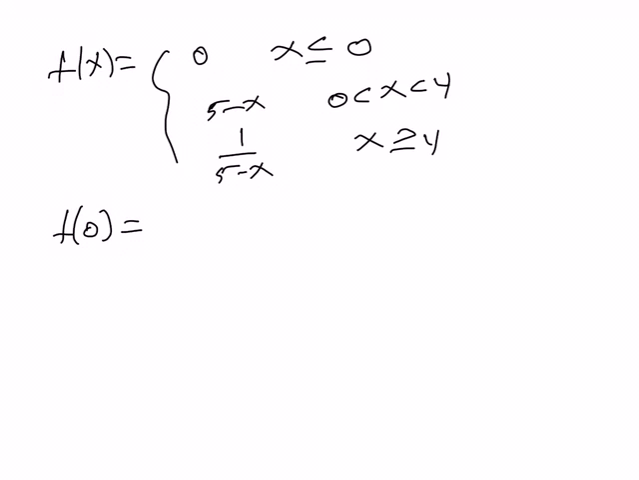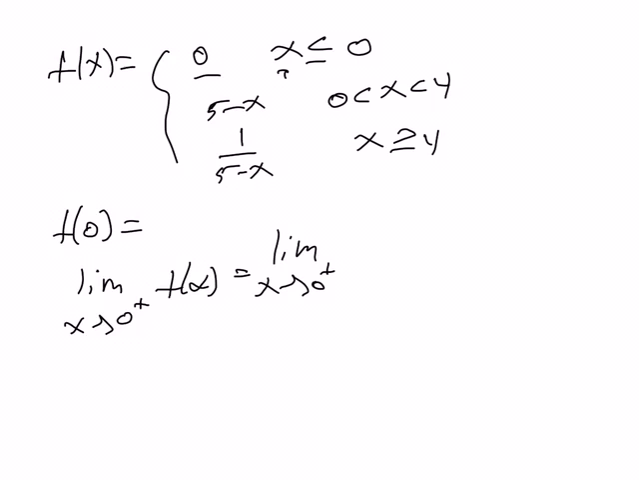And now we want to look at the limit as x approaches 0 from the right of f of x, because from the left it's also going to be 0, since from the left x is less than 0, so we're going to use 0. The right, well, this is equal to the limit as x approaches 0 from the right of 5 minus x, which is going to be 5. So that's definitely a discontinuity. Now let's see if there's also a discontinuity at 4.